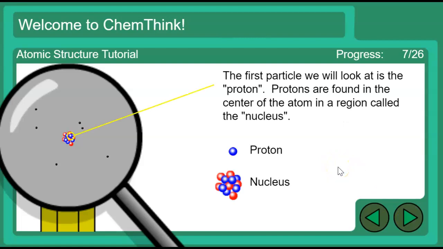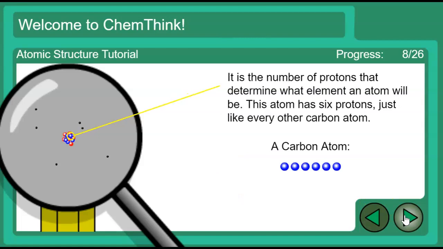The first particle we will look at is the proton. Protons are found in the center of the atom in a region called the nucleus. So it's showing us right here that the proton is blue, and this is what our nucleus looks like. It's those red and blue particles together at the center of the atom. It is the number of protons that determines what element an atom will be. So for example, this atom right here has 6 protons, just like every other carbon atom. So in order to be considered a carbon atom, there has to be 1, 2, 3, 4, 5, 6 protons in the nucleus. If there are 7, it's no longer carbon. If there are 5, it's no longer carbon.